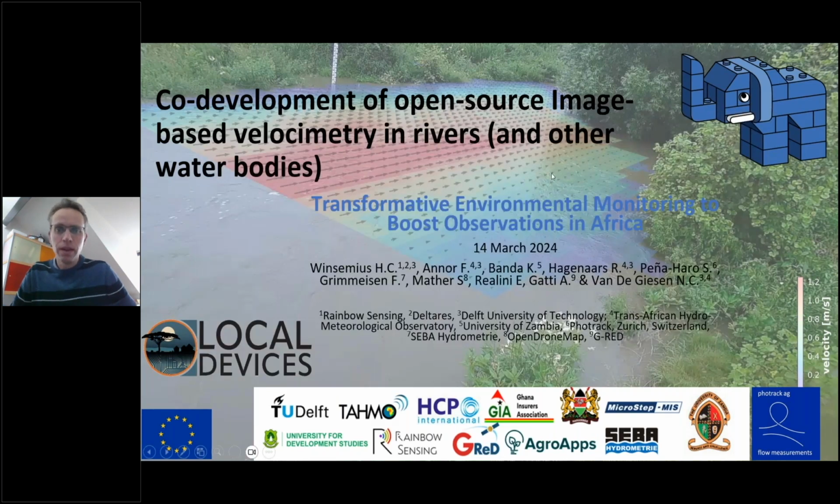Okay, all right. So I'm speaking now from the perspective of a project. It's called the TEMBO project, so Transformative Environmental Monitoring to Boost Observations in Africa. So it's another European project, and this is the logo, and it's an elephant. Tembo actually means elephant in Swahili. And it's also a little bit like a Lego block kind of thing, because we're trying to figure out how to put technologies together into services that work in Africa, so under African conditions, not just environmental conditions, but also the socio-economic conditions.